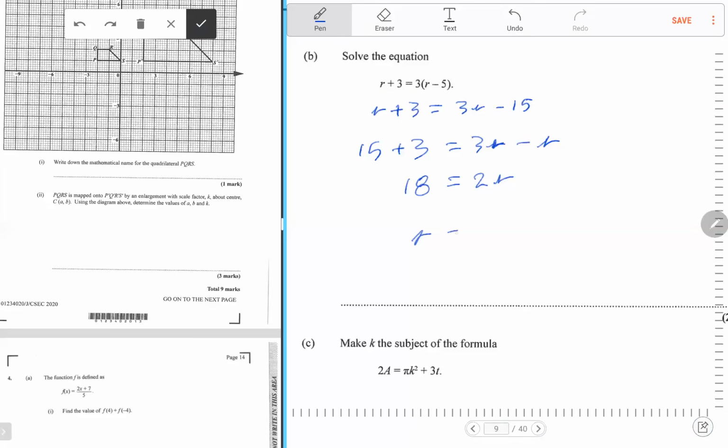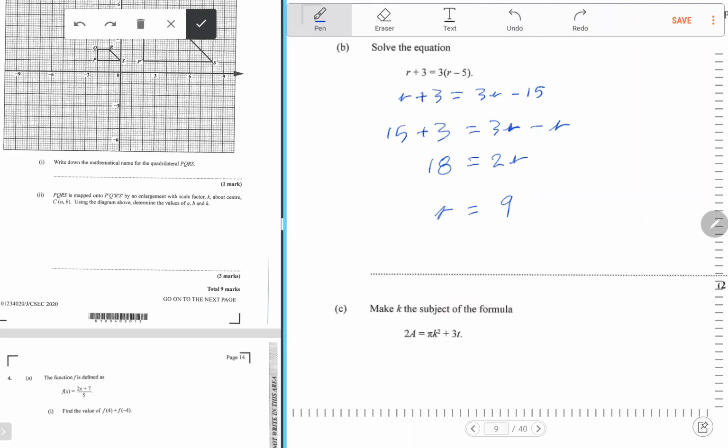So R equals 9. I can do a rough check just to make sure. The 9 and the 3 is 12. And then the 9 minus 5 is 4, and 3 times 4 is 12. You do a quick check, you know it's right, you move on. Sometimes you do a quick check when you can. All right, so that is good.